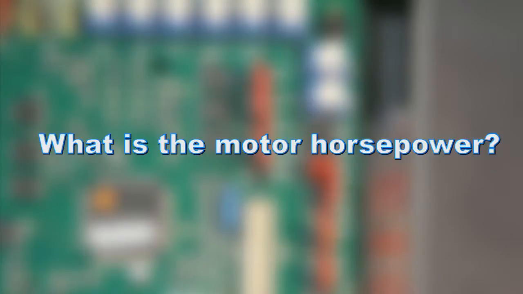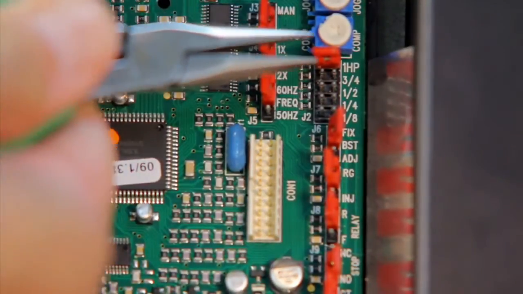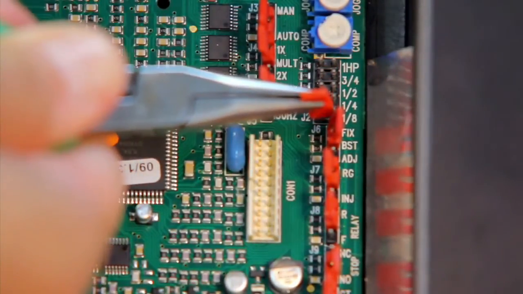2. What is the motor horsepower? Our standard factory jumper setting for drives with multiple horsepower ratings is always for the maximum horsepower. For this demonstration, we will move the jumper J2 to the lowest horsepower position.